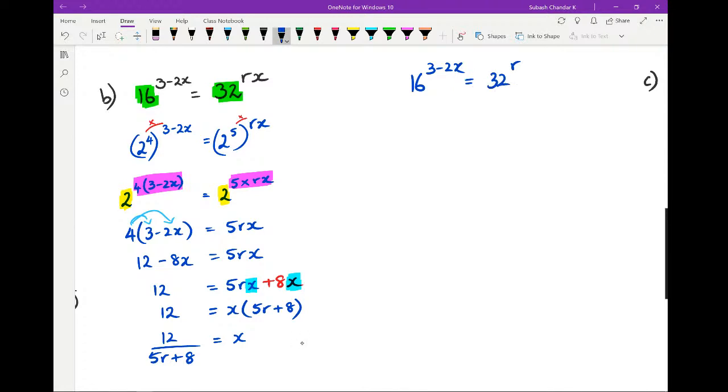I'm kind of going to fly with this one, guys, because this is just kind of like show and tell almost. So as always, the first step is we're going to take logs of both sides. Next step is bringing the power to the front. So we're going to get (3 minus 2x) times log 16 equals rx times log 32. So then expand the brackets.